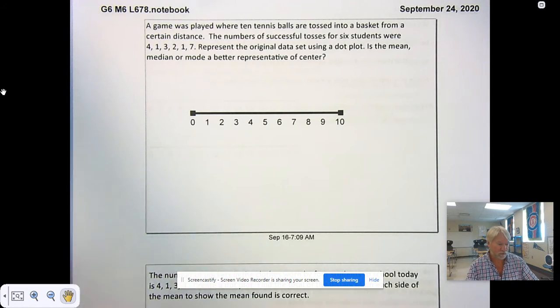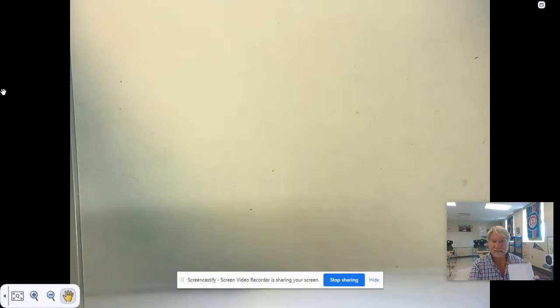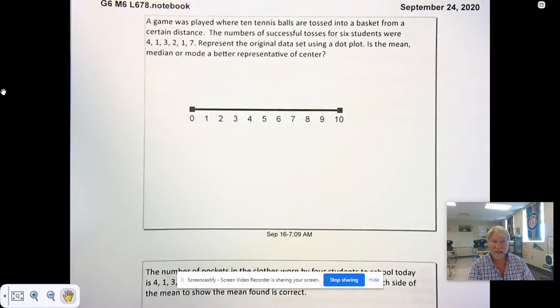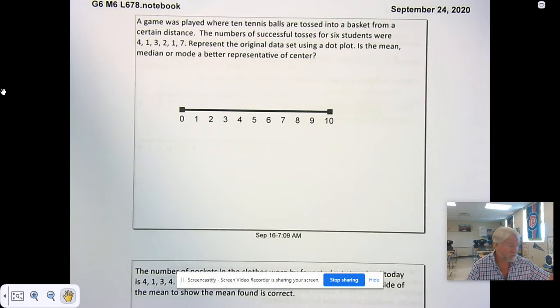We are going to start with grade 6, mod 6 lessons 6, 7, and 8. Another review of some of the statistics stuff that you should have and most likely did do last year.